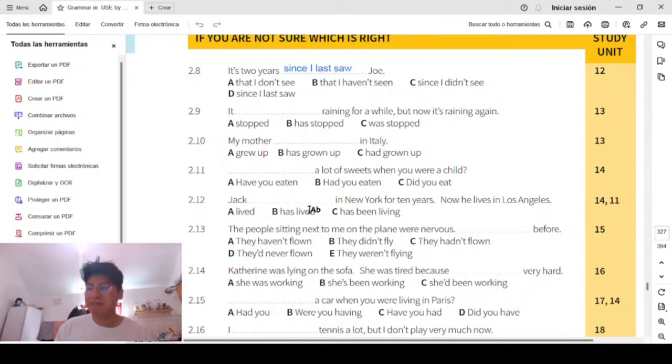Okay, next one. It's stopped raining for a while, but now it's raining again. It has stopped raining for a while, but now it's raining again. Or it was stopped raining for a while.